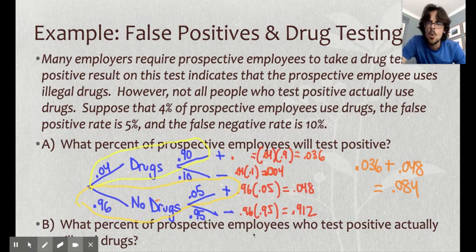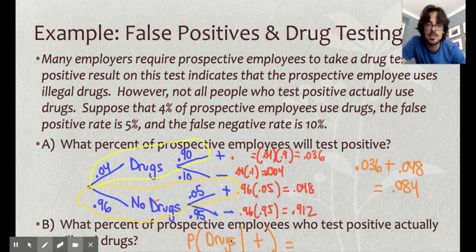So what percent of prospective employees who test positive actually do drugs? I assume that's what that says here. It's covered under that, but it's kind of what we were talking about right here. This is a hidden conditional probability. It's the probability who test positive actually do drugs. So we want to find the probability that you do drugs given that you test positive. So we know already that they test positive.